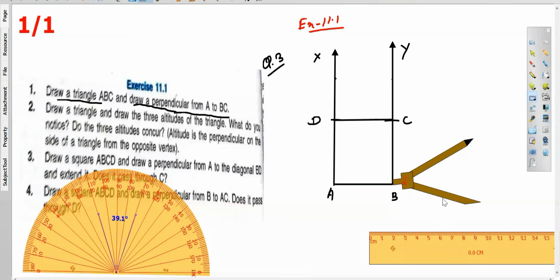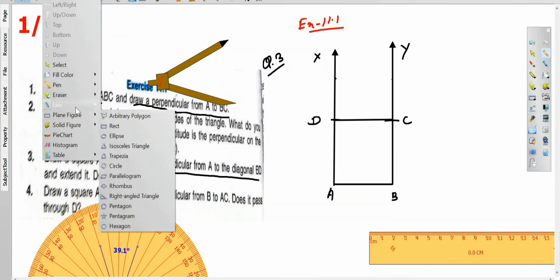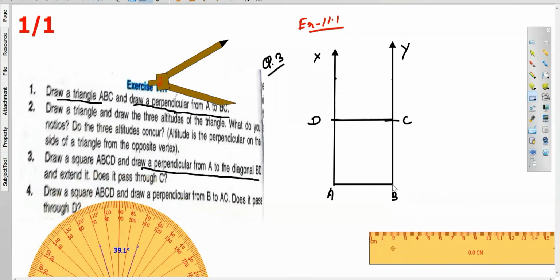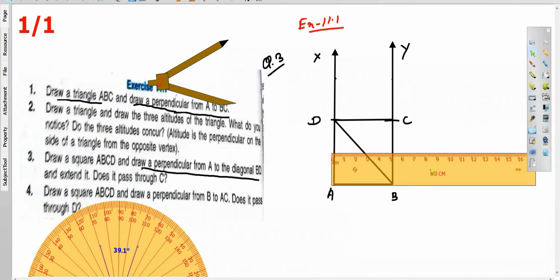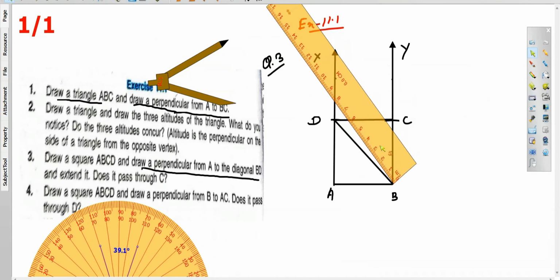Now this ABCD is the required square of measurement 5 centimeter. This is the first part of the question. Now what is the question asking? Then we need to draw a perpendicular from A to diagonal BD. So we should have the diagonal made first; we have to join the diagonal BD. This is the required diagonal BD. Now we have to draw 90 degrees on it from the opposite vertex A. So the procedure is the same. Bring your scale to the BD diagonal.